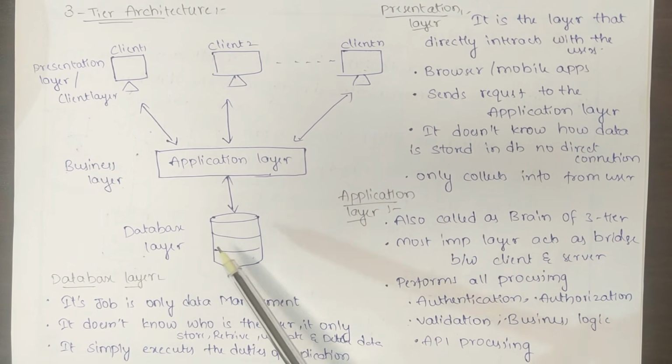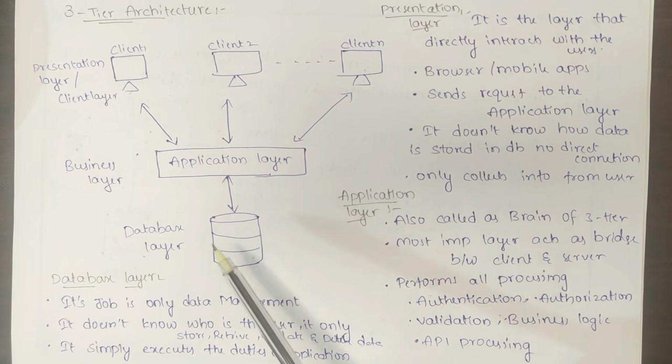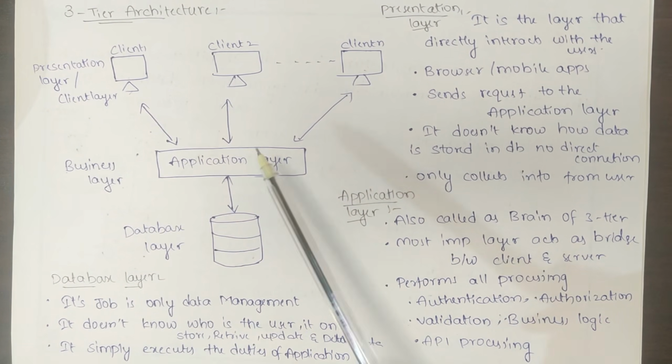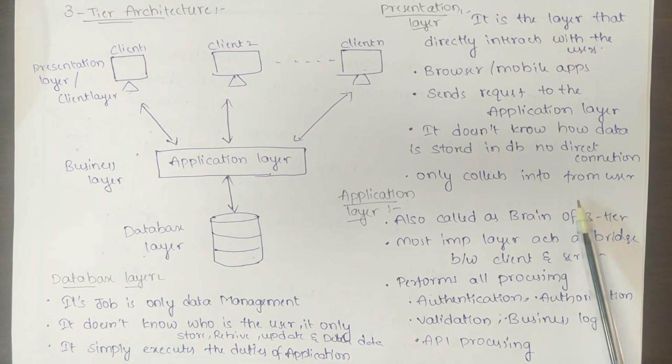And this application layer sends it to the database layer, but there is no direct connectivity between the presentation layer and the database layer. The application layer is like the brain of this three-tier architecture. I keep on saying this, the brain of three-tier architecture. It is that important to this architecture.